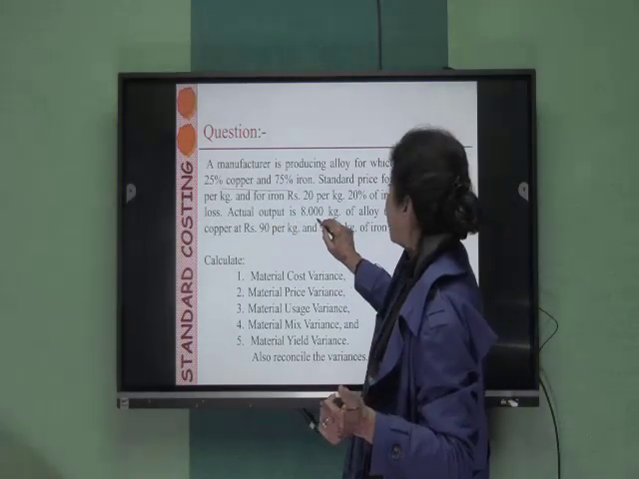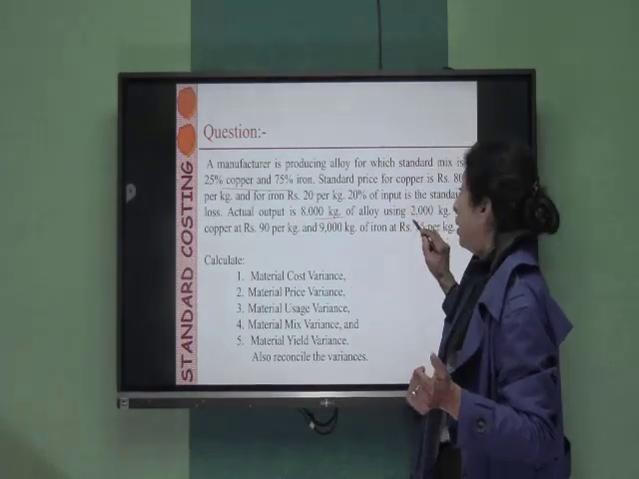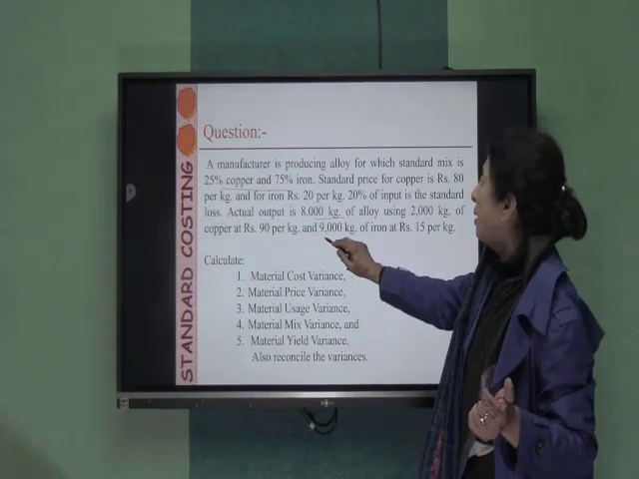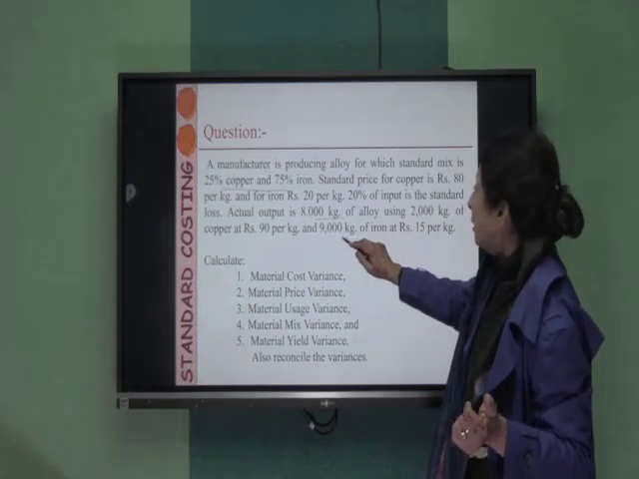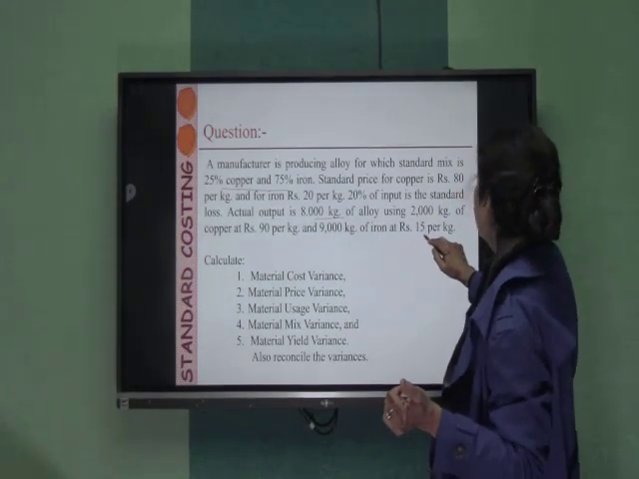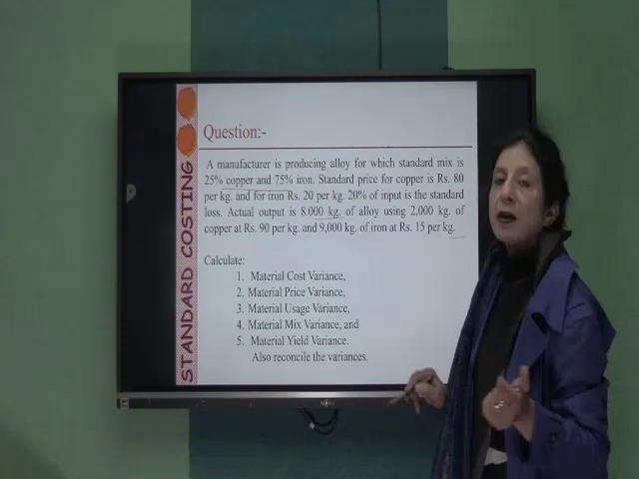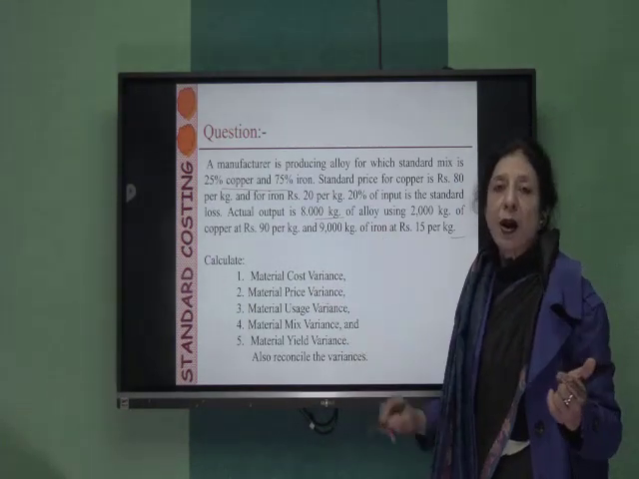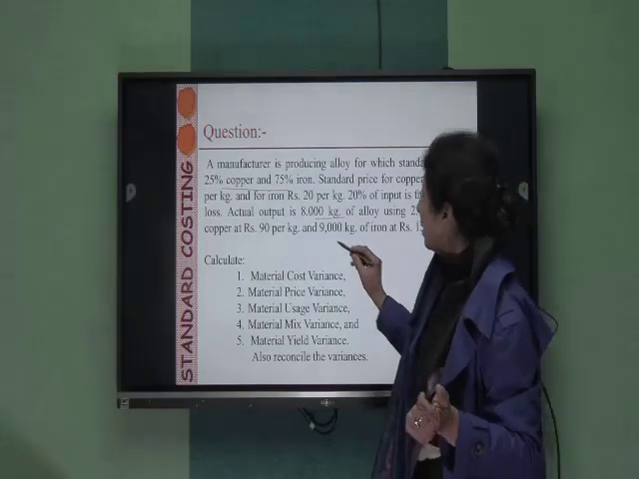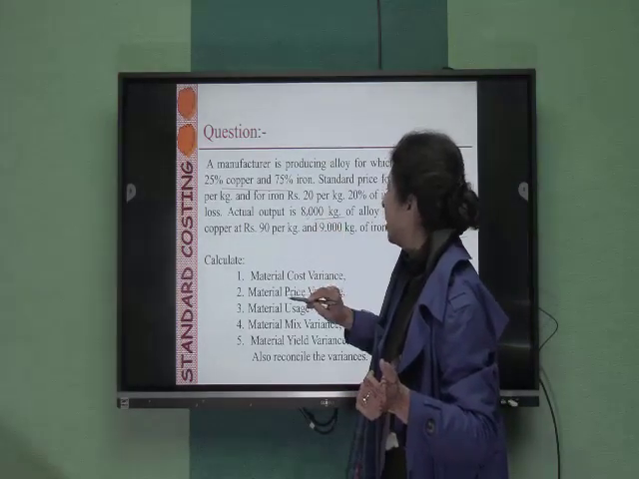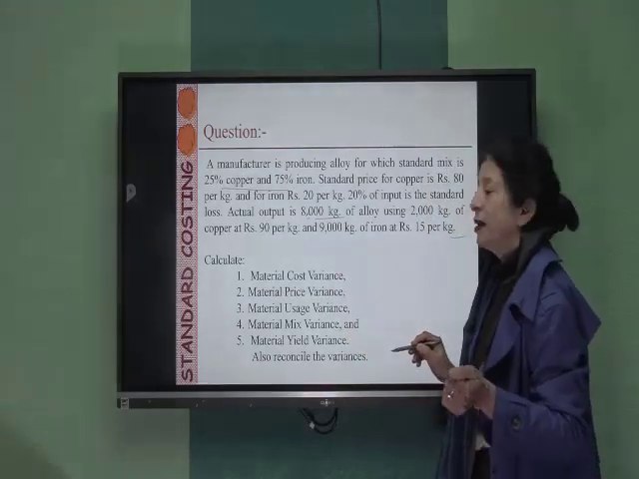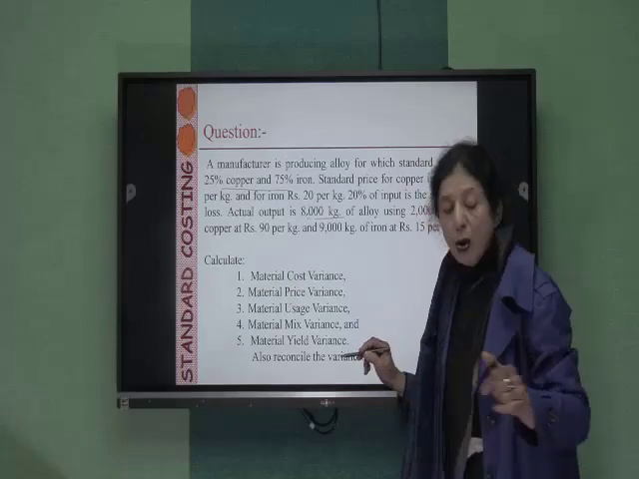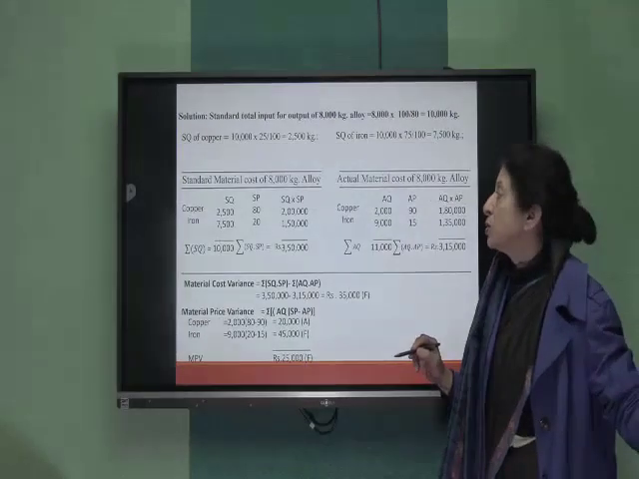The actual output is 800 kilograms of alloy, with 2000 kilograms of copper at 90 per kilogram and 9000 kilograms of iron at 15 per kilogram. Okay, now here we have to calculate all these 5 variances. Here by mistake a decimal point has appeared, but please don't consider it as a point. It is 8000 kilograms.